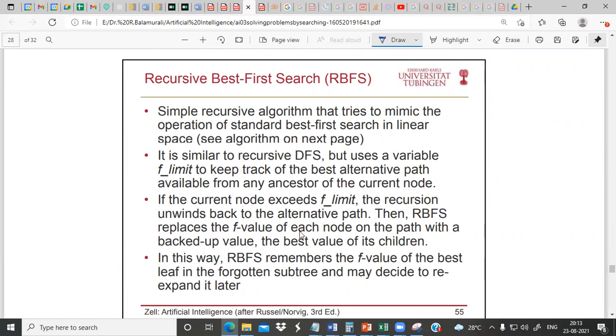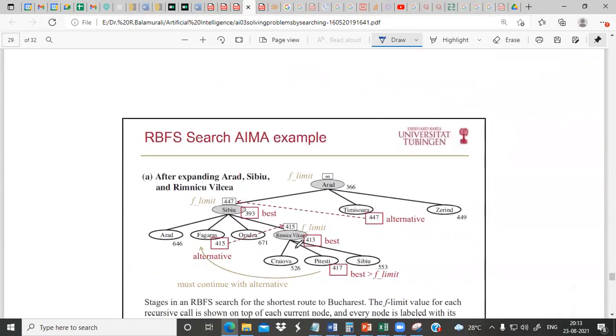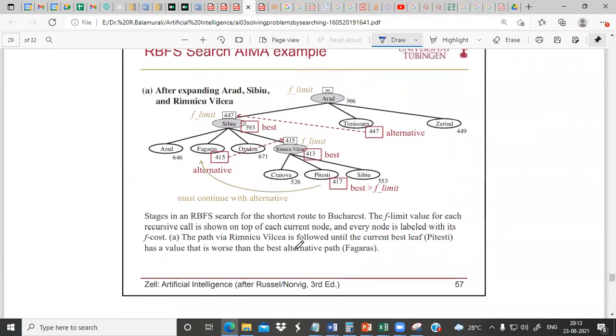This algorithm is similar to recursive DFS. It uses something called the f limit, which helps to guide the algorithm. So let us discuss the algorithm with an example, then things will be clear.